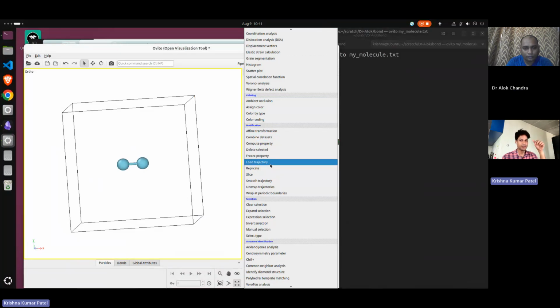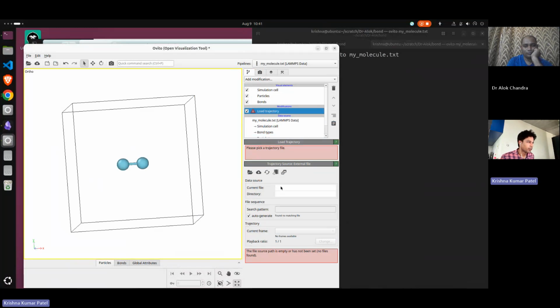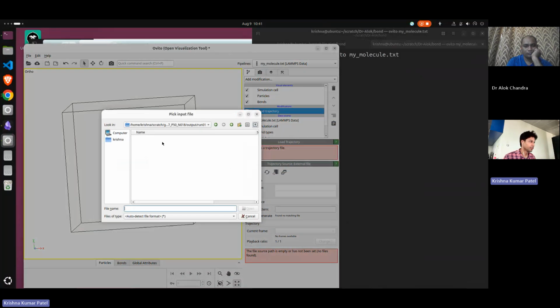So our OVITO already has understanding of the molecular topology. By topology, I mean bonds, angles, and everything else, how atoms are connected. OVITO knows about it because we have just loaded that, right? Now, what I'm going to do is load the trajectory file on top of it, on top of the data structure file. And here is the file that will allow you to select the trajectory that you want to load. So let's go locate the place.